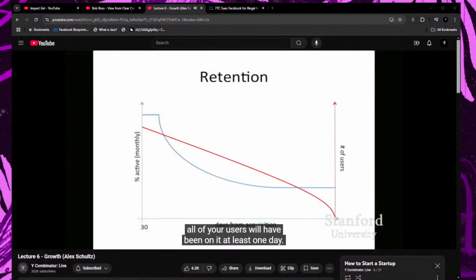All of your users will have been on the product at least one day, but if your product's been around a year or whatever, you'll have 0 users who've been on it 366 days. Make sense? Okay, sensible? Cool.